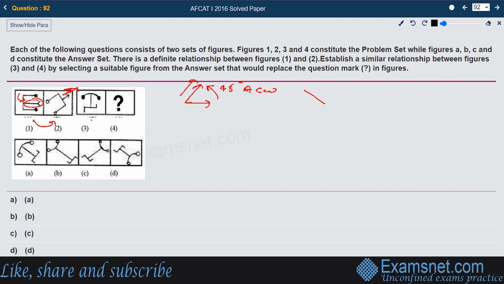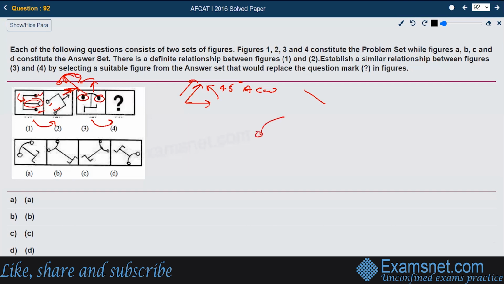So let us have between 3 and 4. What is happening between 3 and 4? See, in 3, the filled dots are these. So this should be the thing which should be moved 45 degree anti-clockwise. This is facing north. If you move it 45 degree anti-clockwise, it should start facing towards this with the hollow dots, because in 1 to 2 also the filled dots were converted into hollow dots. So this is how it should look.